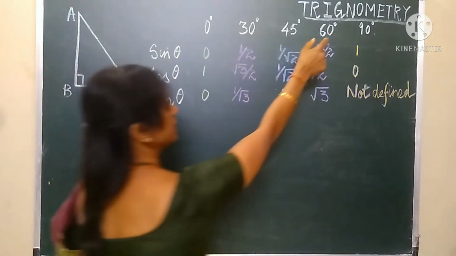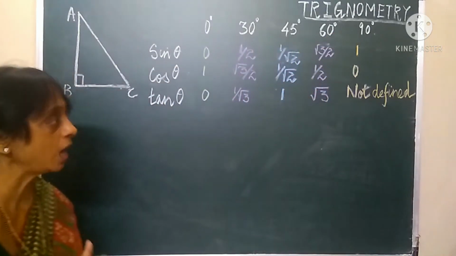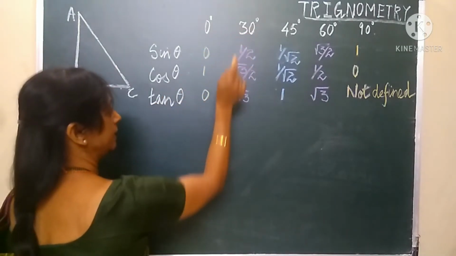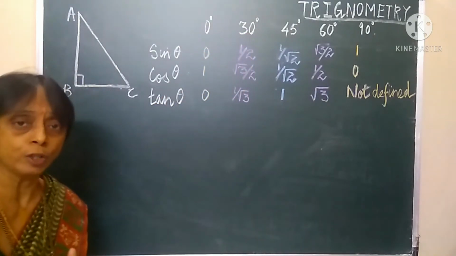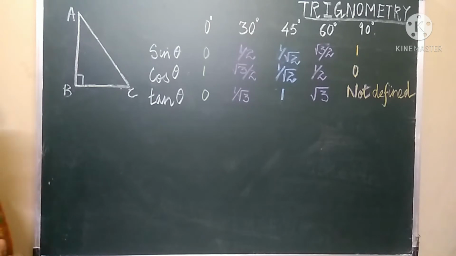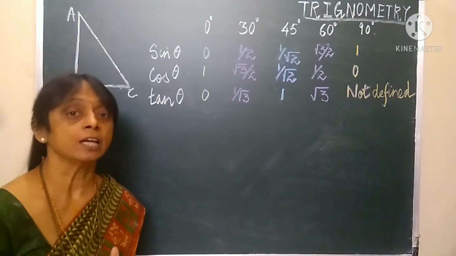Half. Cos of 60 degrees, again how is the value? Half. Take tan of 30 degrees, how did we get the value? 1 upon root 3. This we have already studied in the earlier classes, but let's recall.